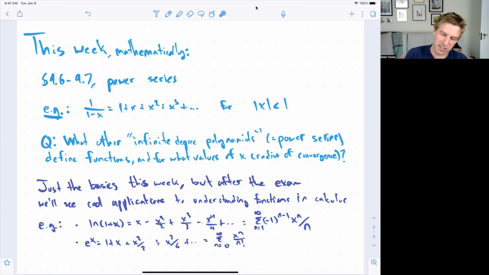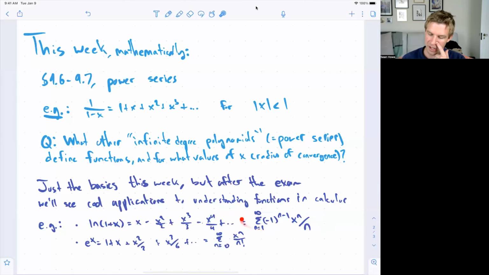So I wrote here just a few examples that we'll see, and again, we're not going to see these until the week after the exam, when we study something called Taylor series. But for example, the function ln of 1 plus x has this series, this infinite degree polynomial or power series expansion: x minus x squared over 2 plus x cubed over 3 minus x to the 4 over 4 and so on.